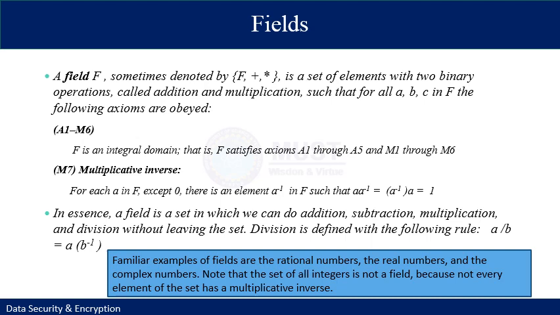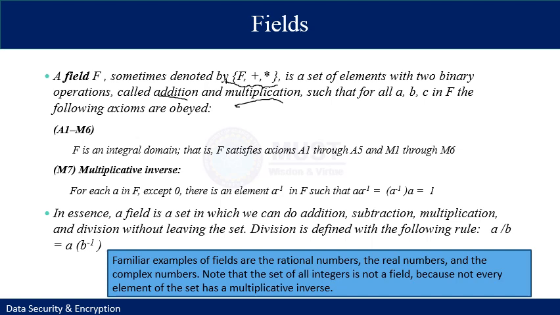If you reach further down, you meet the definition of fields. A field F, denoted similarly to the ring as (F, +, ×), is a set of elements with two binary operations called addition and multiplication, such that for all elements a, b, c in F, the following axioms are obeyed. It must hold all the axioms for groups and all the axioms for rings. So F, a field, is an integral domain. That means it must satisfy all the above properties: F satisfies axioms A1 through A5 and M1 through M6.